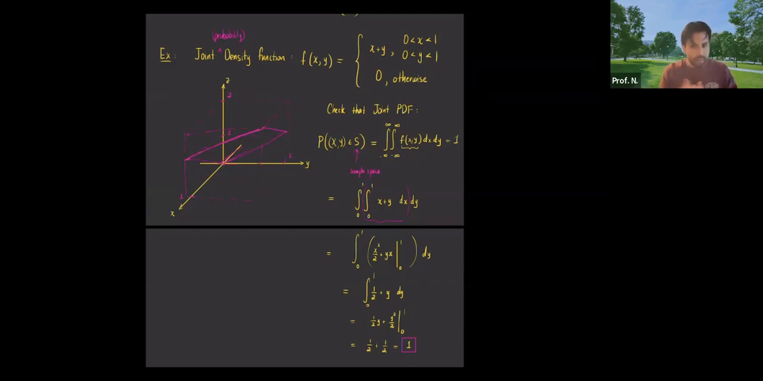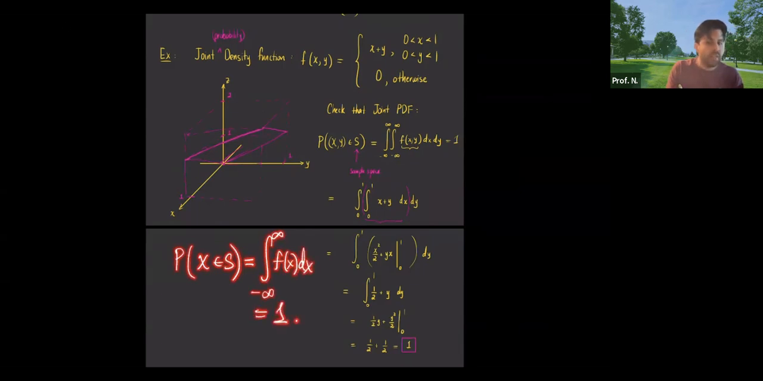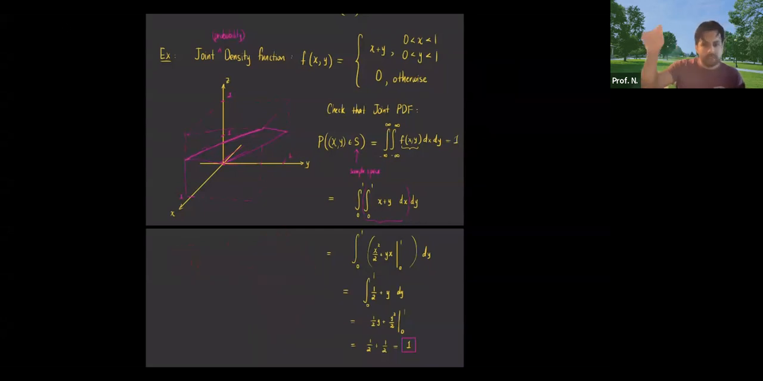And what happened there with the PDF for a single random variable? Remember, when x was in the sample space, the integral from negative infinity to infinity of f of x dx had to equal 1, right? This was in your exam. You had to find the constant, set it equal to 1, and solve for c. But the principle was that the PDF, when you add up all the values for x, which is when you integrate it, gives you 1. We're doing the same exact thing.